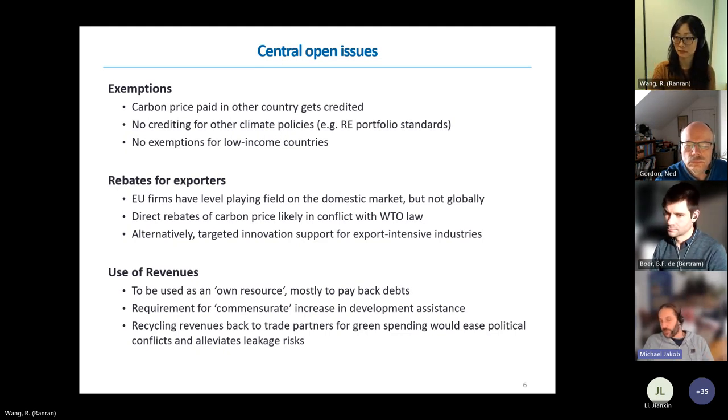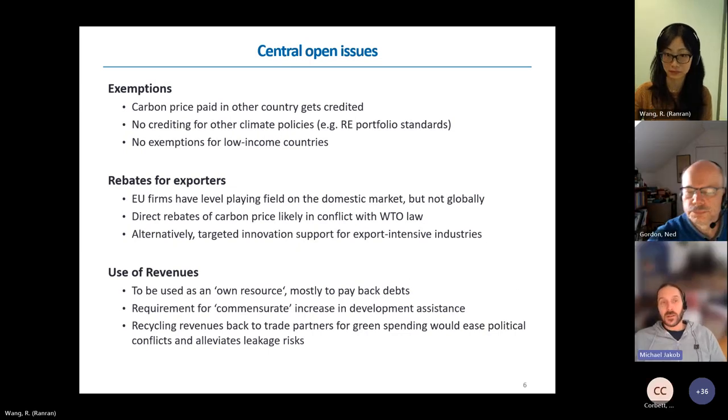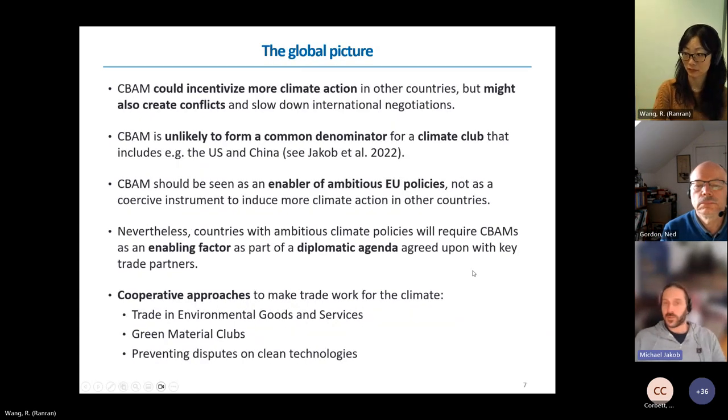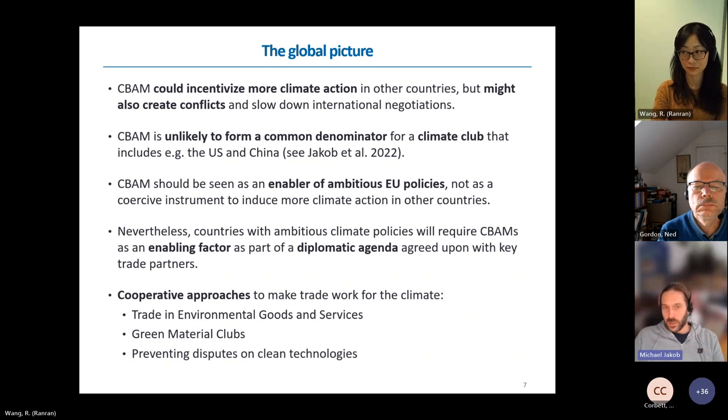And if you gave them back for green spending, this might also level the playing field and make their industries greener and make it easier to not be, let's say, hit as hard by the CBAM, which could actually create some political leverage. And final slide, I think, if you go one further. Yeah, so basically the question is, in how far could a CBAM help to accelerate global action?